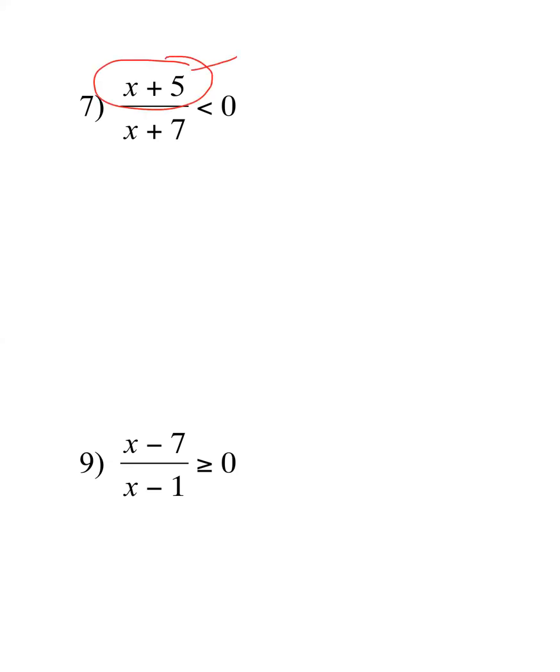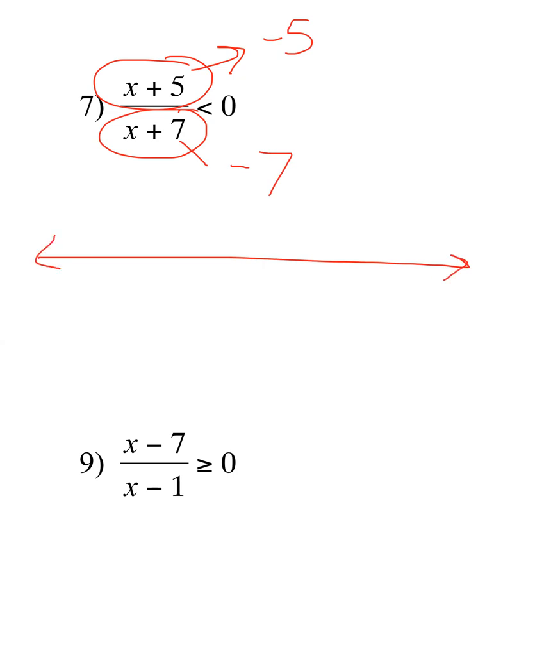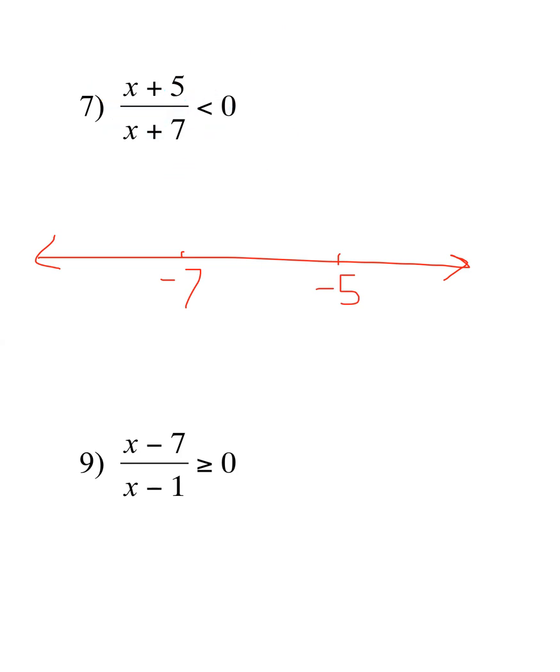Up top here I'm going to get -5, and on the bottom I'm going to get -7. Those are the values I plot on my number line, -7 and -5. It is always true that I'm never allowed to have a 0 in the denominator. So -7 cannot be part of my solution because it would break everything. I'm going to put an open circle at -7 because that's an impossible value.